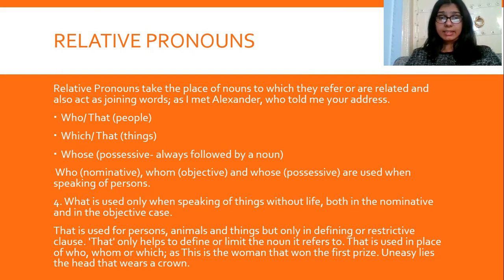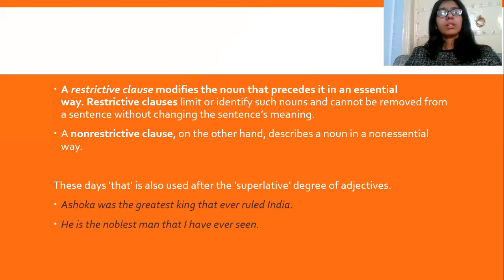Uneasy lies the head that wears the crown. So what is important to note here is that "that" is used for persons only in restrictive clauses. A restrictive clause modifies the noun that precedes it in an essential way. They limit or identify such nouns and cannot be removed from a sentence without changing the sentence's meaning.